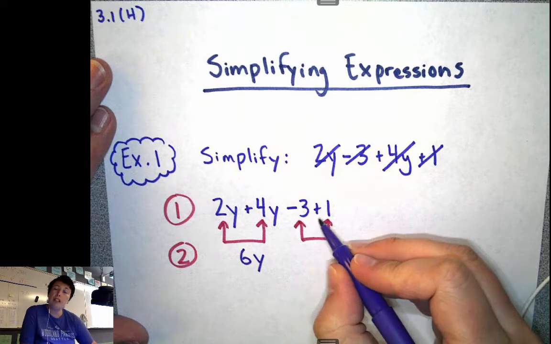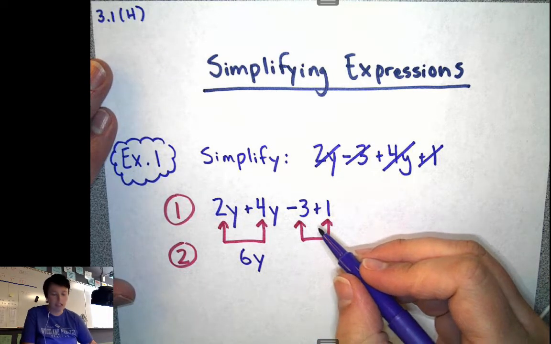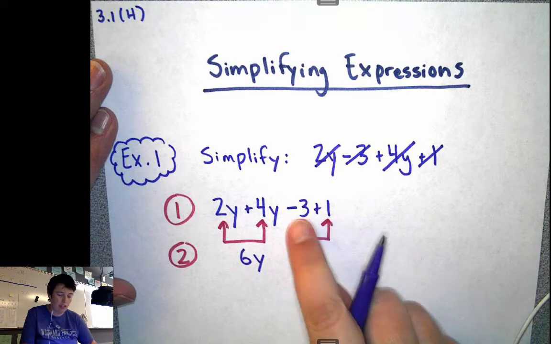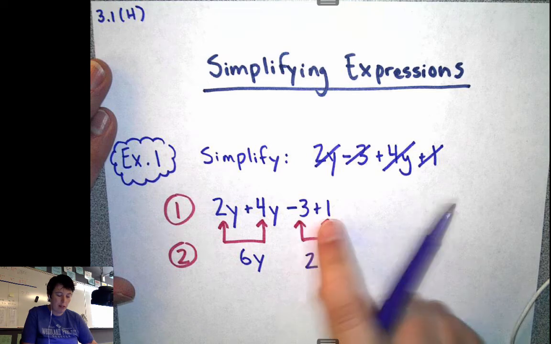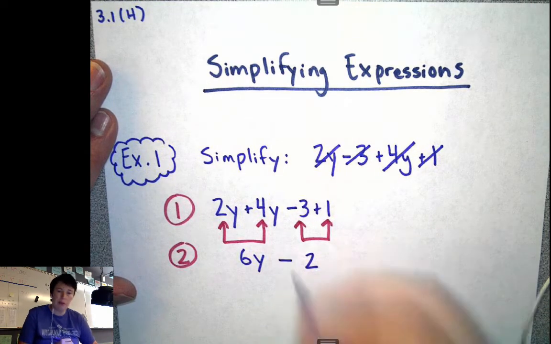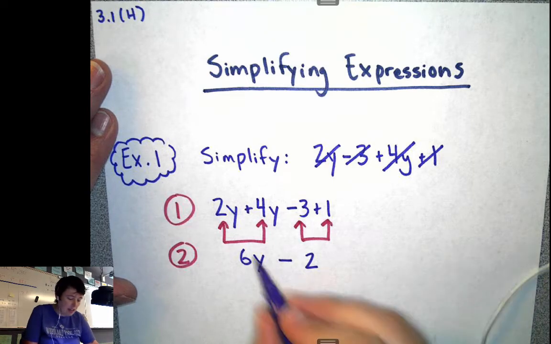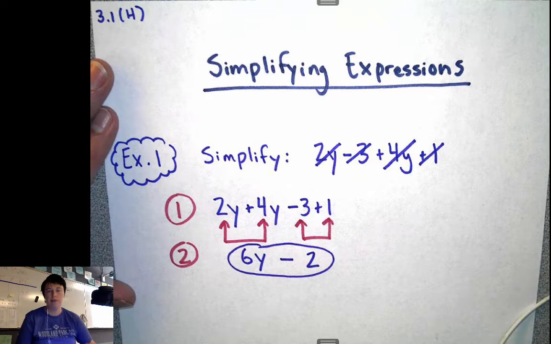Negative 3 plus 1 is our rules: same signs, add and keep; different signs, subtract. These are different signs. We are going to subtract. 3 take away 1 is 2. And the bigger number is 3 and it's negative, so we're going to do a minus 2. That's it. That is our simplified answer. We did it. 6y take away 2.